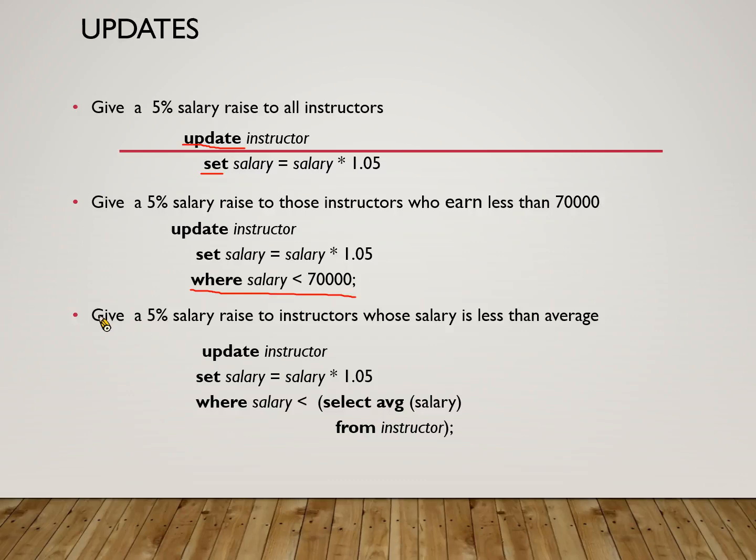Another example is to give a 5% salary raise to instructors whose salary is less than average. This update clause combines with a subquery. In other words, in the condition, the salary is compared with the result of the subquery, which calculates the average salary.